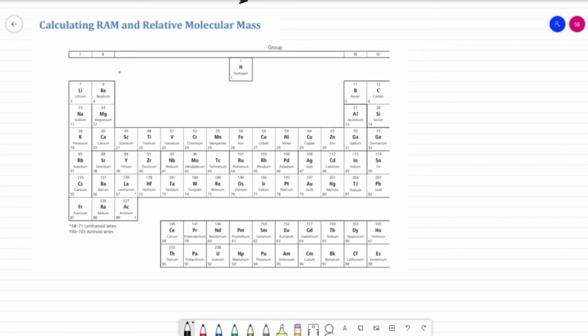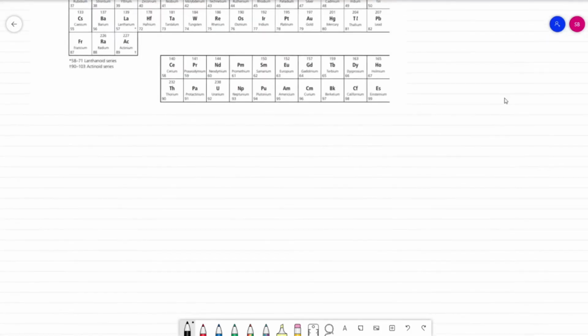Now, as we have seen in previous videos, the larger number is always the mass, and the smaller number is the atomic number. There's a difference between atomic number and atomic mass. Now, let's move into the questions. For example, it's telling us to find the relative formula mass of H2O. Give hydrogen is 1 and oxygen is 16, the mass.